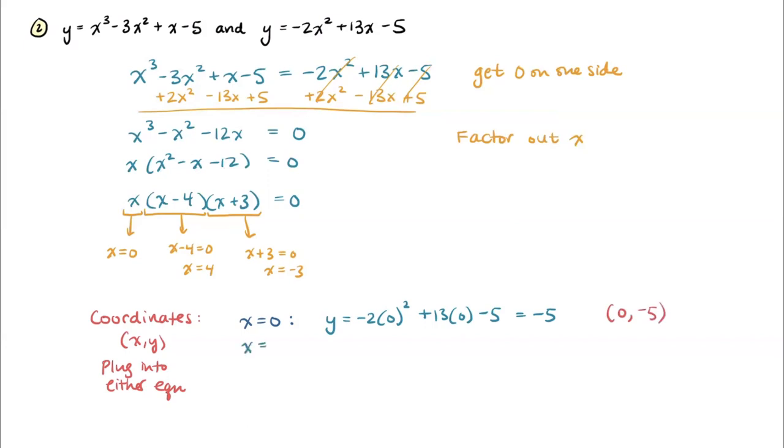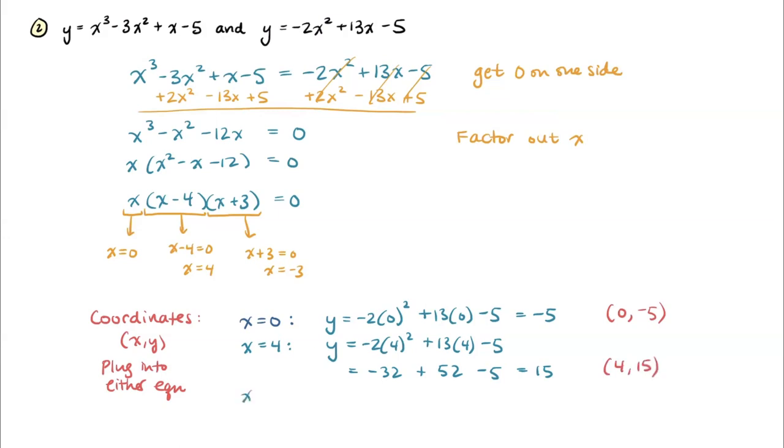Okay, x equals 4. Negative 2 times 4 squared plus 13 times 4 minus 5. Let's see. 4 squared is 16 times negative 2. That's negative 32. 13 times 4, well, 10 times 4 is 40, 3 times 4 is 12, so 40 plus 12 is 52. Then we've got minus 5. And if you combine all those together, this is going to give us 15. Okay, so 4 comma 15.